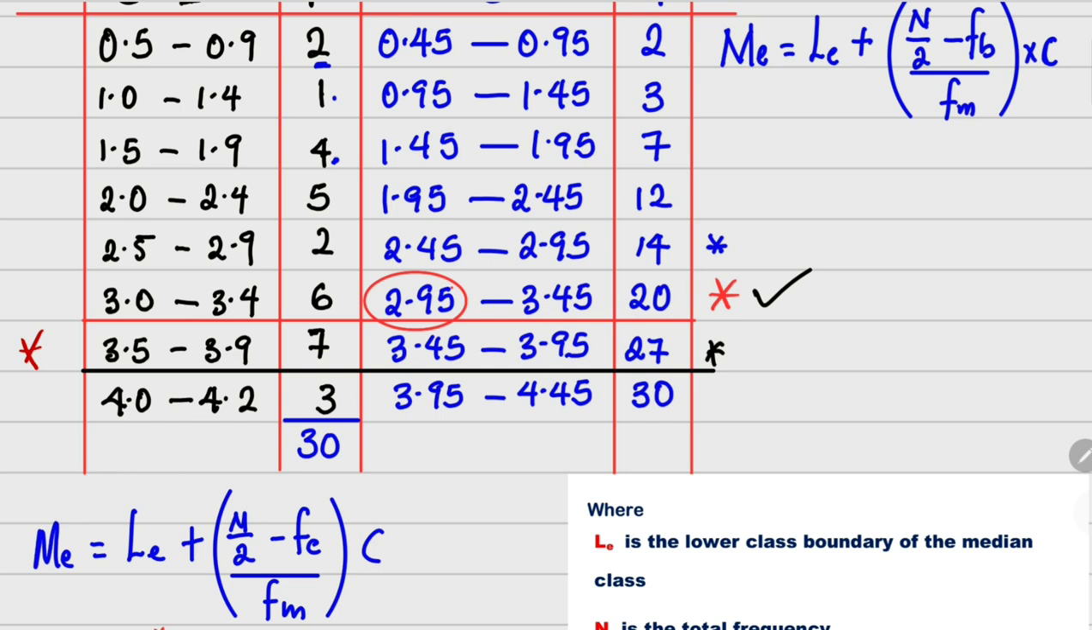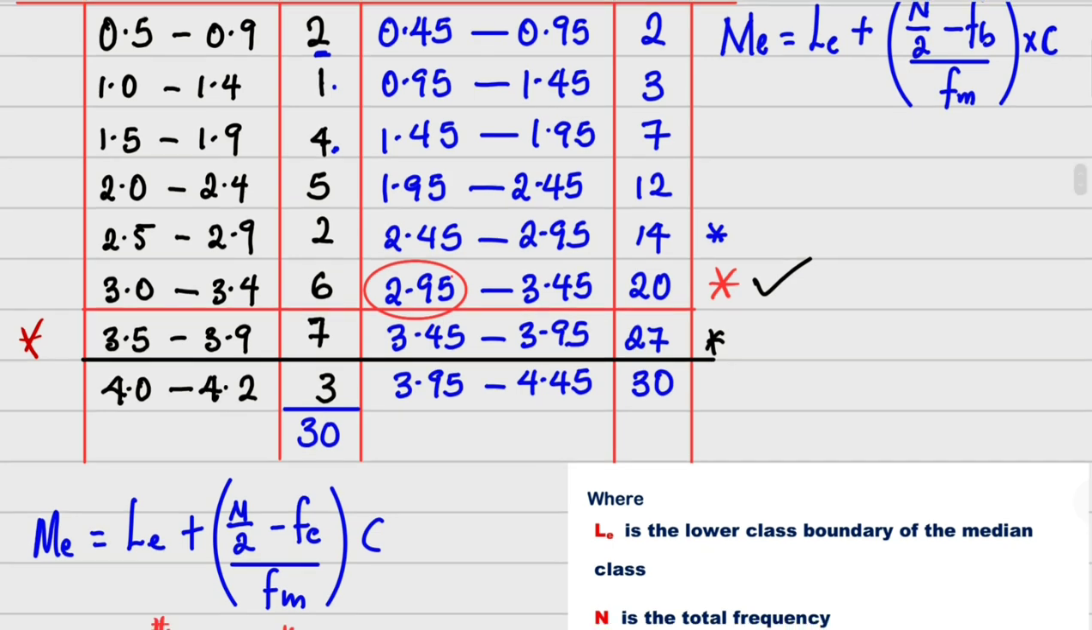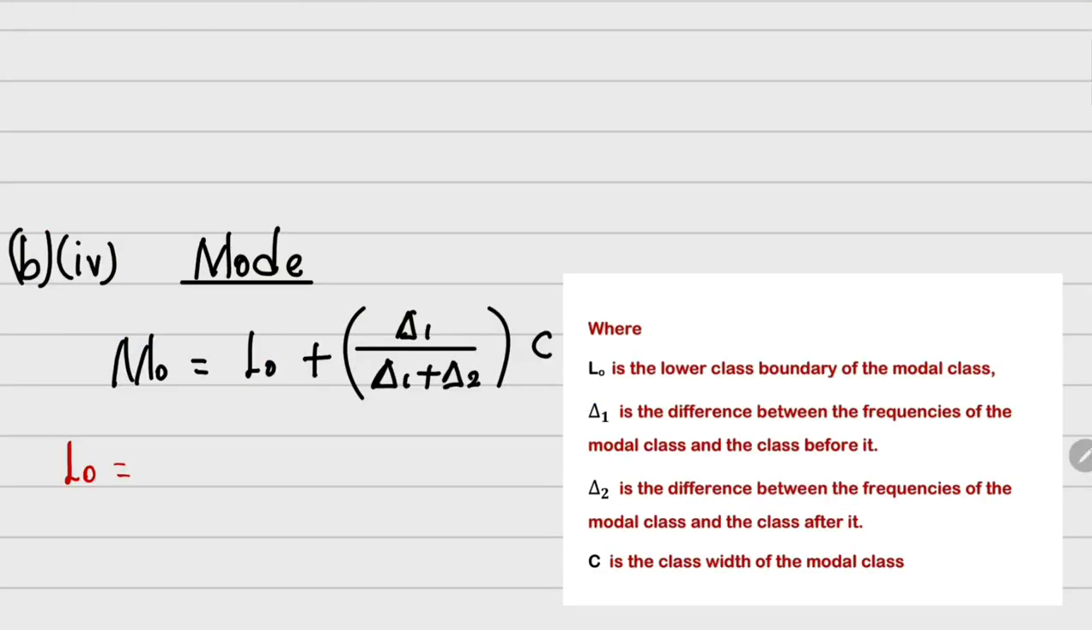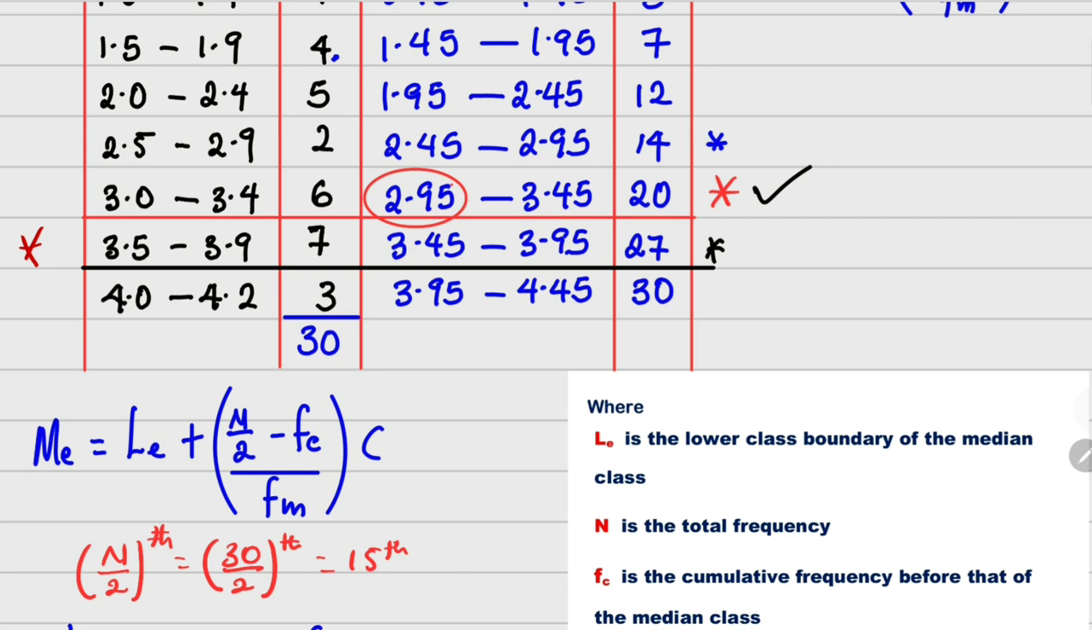So 3.45 becomes our LO, okay? So we'll go back. LO is 3.45. Now the next is delta 1, which is the difference between the frequencies of the modal class and the class before it. Now coming down here, you could see that they are talking about this and this, okay? So it's going to be 7 minus 6. Then delta 2 is going to be 7 minus 3. So these are the three frequencies that have been mentioned there. So let's go back and put it in our equation.